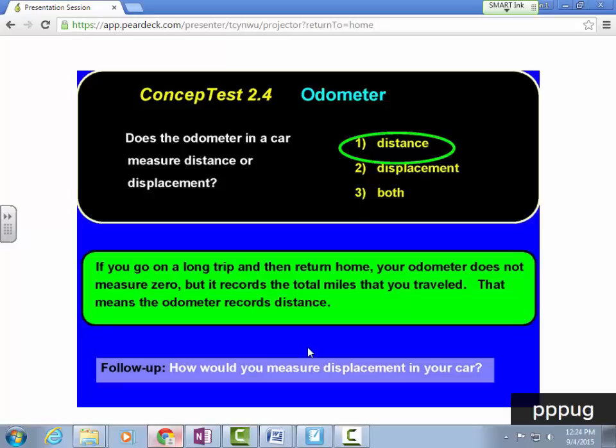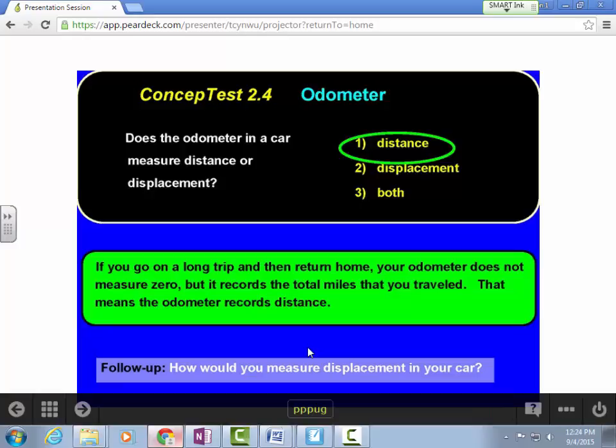So how would you measure displacement? What instrument in many new cars actually could measure displacement? Yes. GPS is correct. What on Google Maps would measure displacement? How? Anyone? I don't know if Google Maps has this capability. Yes. Meaning in the air. Correct. That would measure your displacement.